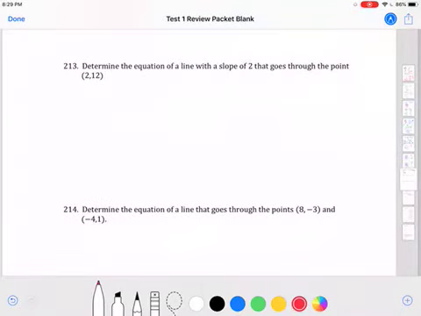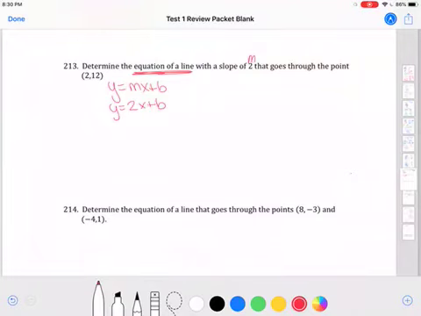All right, next one. Take us a little bit further, but using that same formula. No, we don't need the formula, I'm sorry. For 213, it says determine the equation of a line with a slope of 2 that goes through the point 2, 12. So the fact that it gave me the slope means I don't need that formula. It just told me what m is already. So y equals mx plus b is my goal because it's asking me to find the equation of a line, and it tells me that the slope is 2. So y equals 2x plus b.